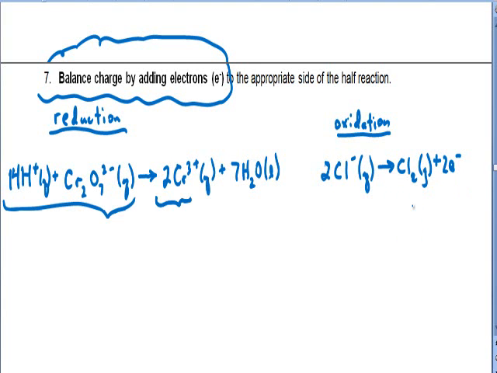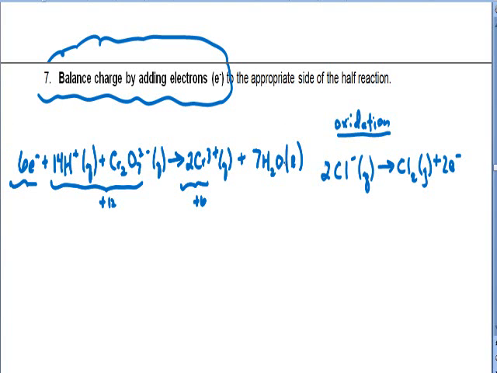Looking at the other half reaction for reduction, we have 14 plus 1s from the H plus ions, and we have -2 from the dichromate ion. This gives us a total charge of +12 on the left side of the half reaction. The 2 chromium 3 plus ions give us a charge of +6. We want to balance out the charge. To do this, we're going to add 6 electrons to the left-hand side of the equation.